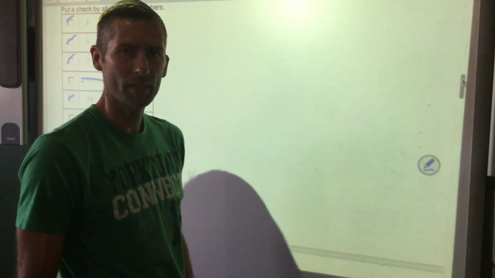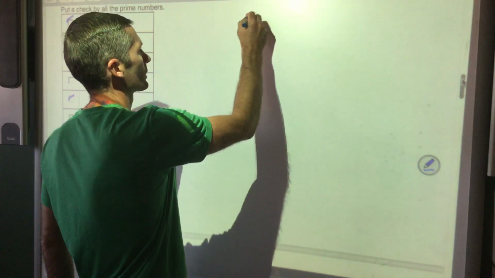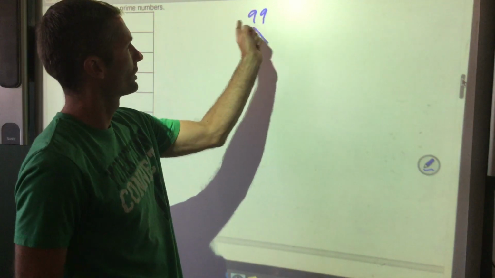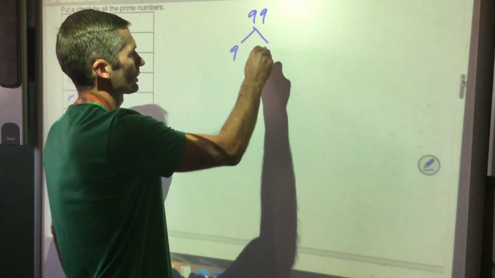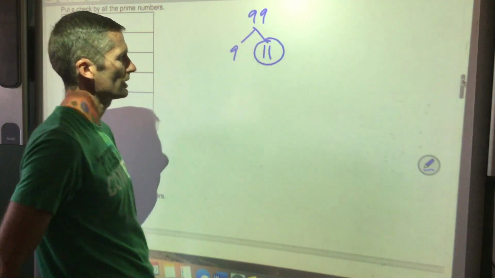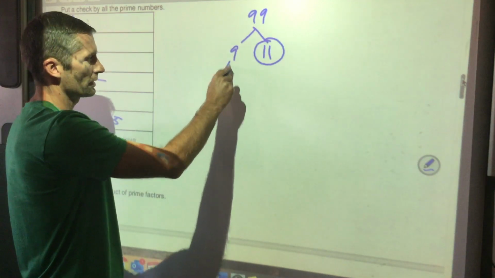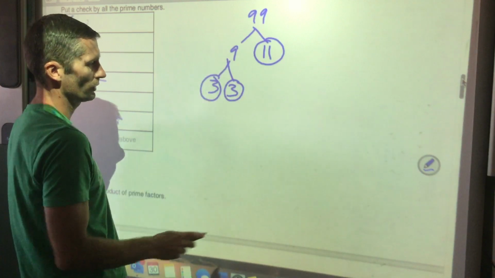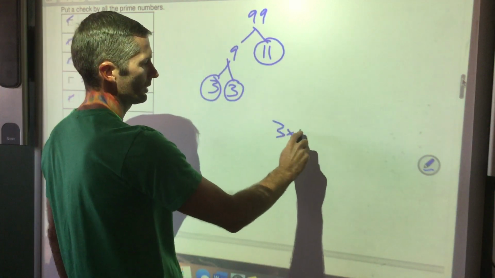We're going to use our prime factorization tree here. So we're going to start with 99. We're going to break it up into 2 numbers. I know 9 times 11 will work. Okay, 11's prime, so we can't break that down anymore. 9's composite, we can break it down into 3 and 3. So there's your answer: 3 times 3 times 11.